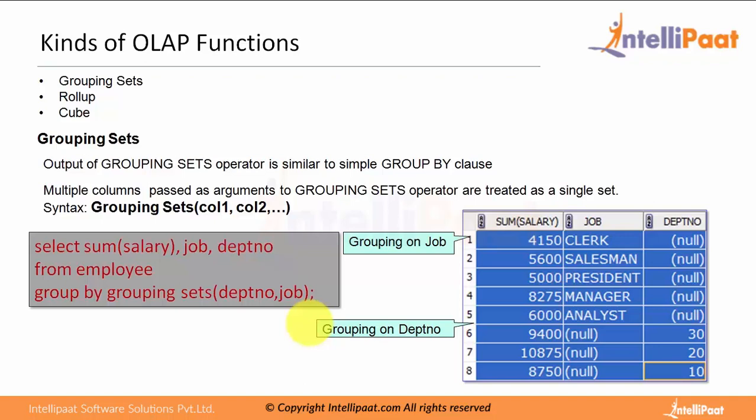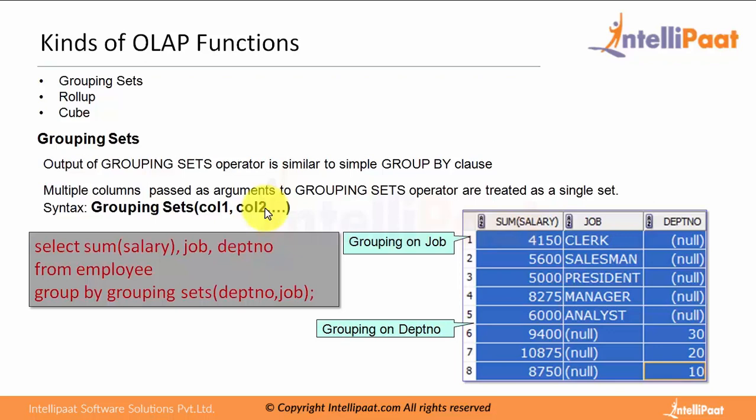So what are grouping sets? The grouping sets operator is similar to a simple group by clause. Multiple columns passed as arguments to the grouping sets operator are treated as a single set. The syntax for grouping sets is like this: grouping sets followed by column 1, column 2. Here, I wanted to group the data based upon department number and job. So, I wanted to know the job, department number, and not only that, the sum of salary from the employee table.